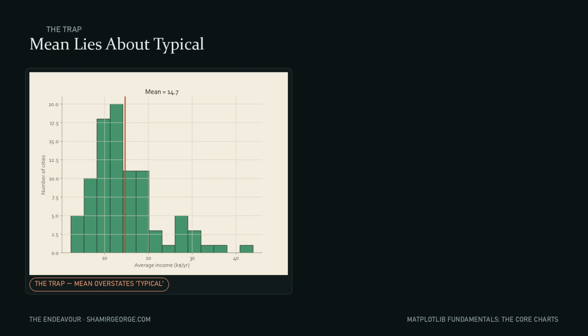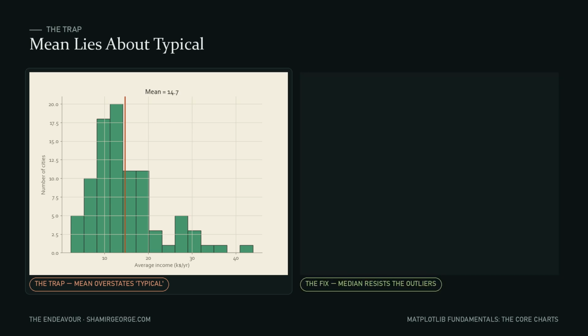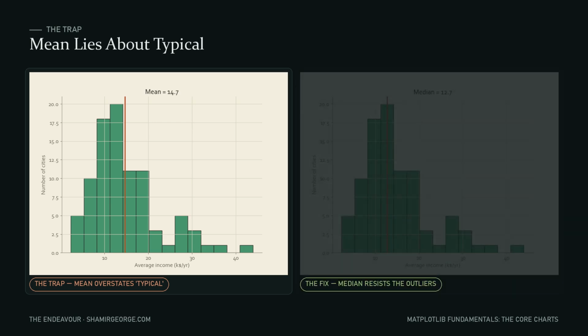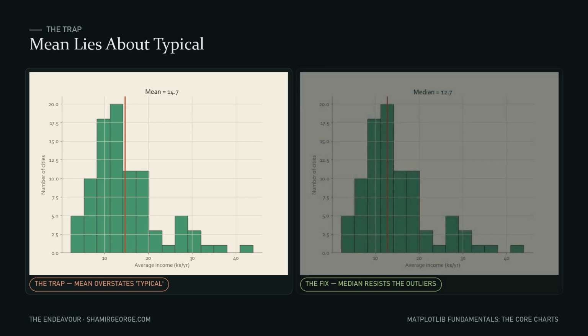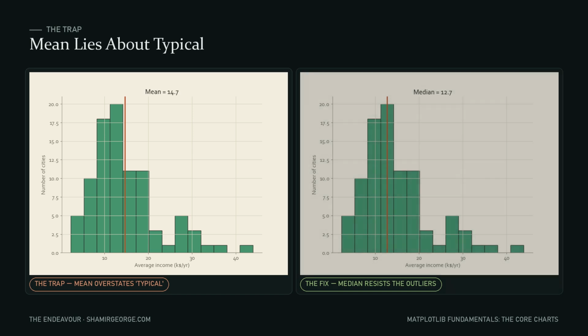Look at just one number. The average income across these 90 cities is $14,700. Report that as typical, and well, you've lied by omission, because a handful of wealthy outliers dragged it upward. The median, $12,700, sits closer to where most cities actually live. Skewed data punishes the mean and rewards the median. The histogram's the only chart that shows you why.